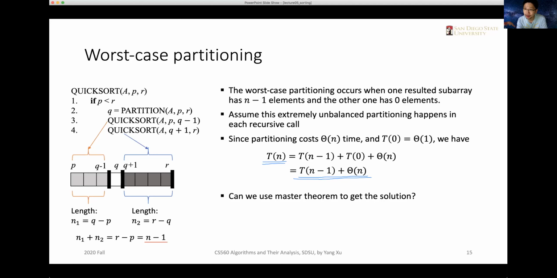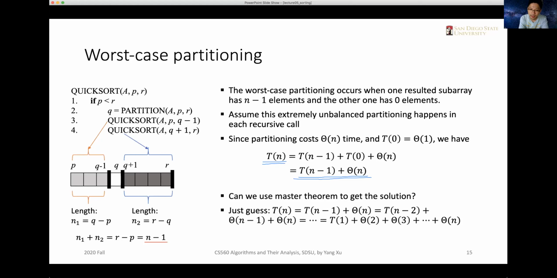Well, apparently not, right? Because the master theorem requires that the form must be T of n equals a times T of n over b plus something, right? But apparently we don't have such a form. So this is not a case that can be handled by the master theorem. So we have to use some tricks to get an estimate of the running time.